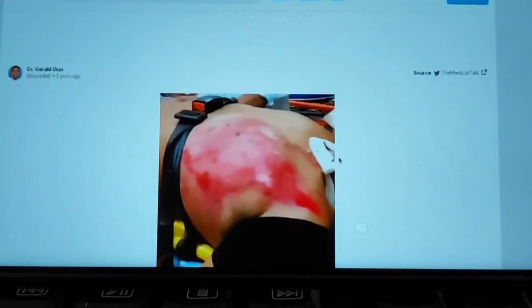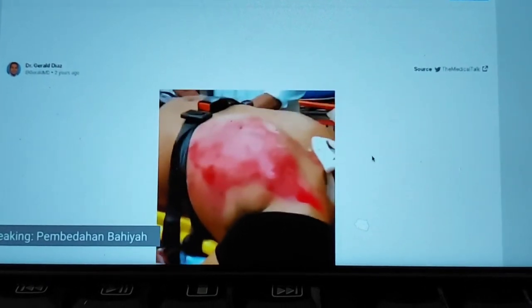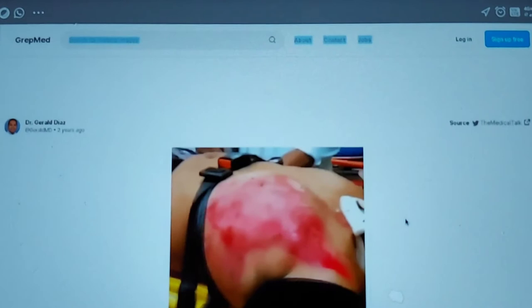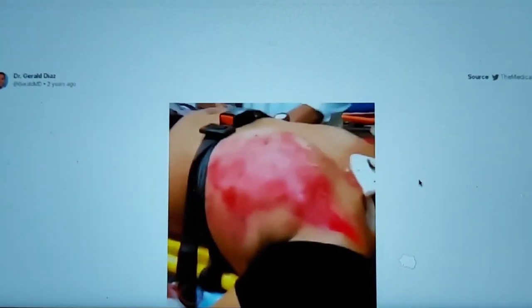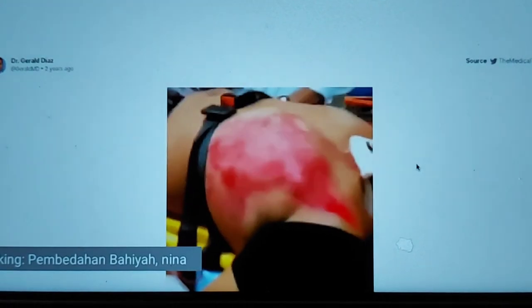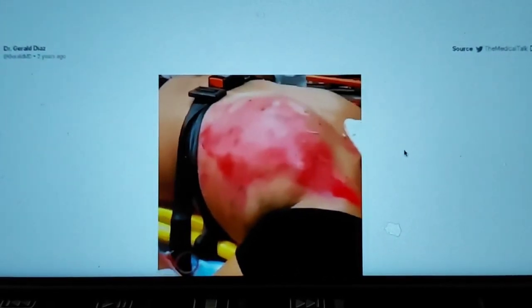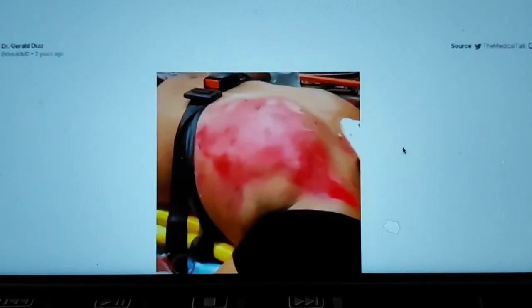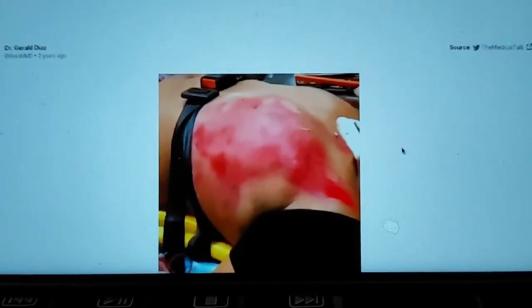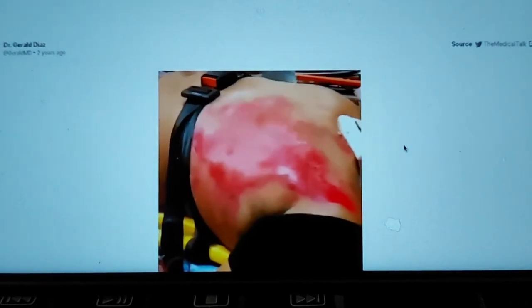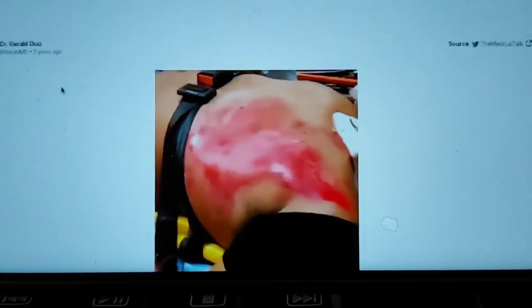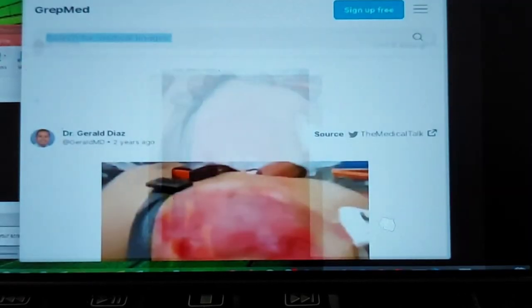Okay, as you can see, can you see? Okay, sorry. This is the paradoxical chest wall movement for flail chest. If you can see, during patient inspiration, the flail segment moves opposite. If the patient expires, the flail segment moves opposite to the direction. Also, we can see the bruises, the traumatic part. Okay.